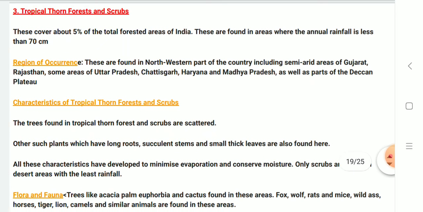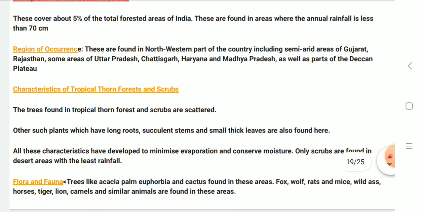Tropical thorn forests and shrubs cover about 5% of the total forested area. They are found in northwestern parts of the country, including semi-arid areas of Gujarat, Rajasthan, some areas of Uttar Pradesh, Chhattisgarh, Haryana, Madhya Pradesh and also some parts of the Deccan Plateau. The trees found in tropical thorn forests and shrubs are scattered.